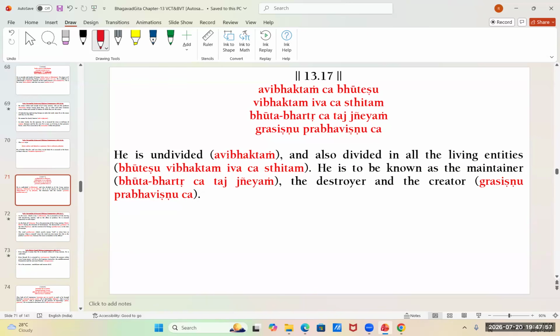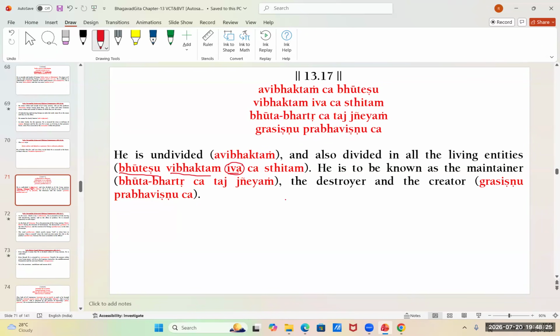So he is undivided, avibhaktam, and also divided in all the living entities. Bhuteshu vibhaktam. In the bhuteshu, he is vibhaktam. Iva, this is very important. He looks to be undivided. He is known as the maintainer, Bhuta Bharta. Cha tad jneyam. Known means, the destroyer, Grasishnu and Prabhavishnu.